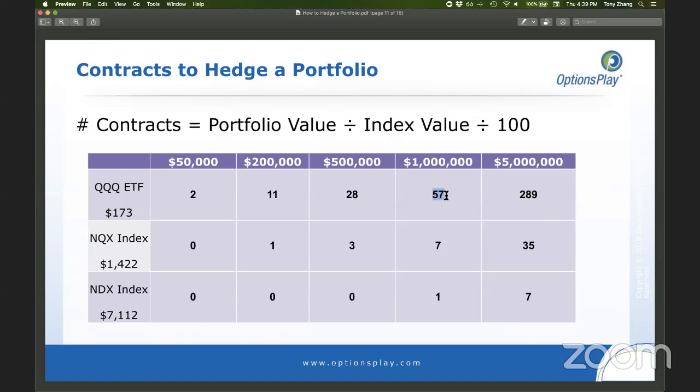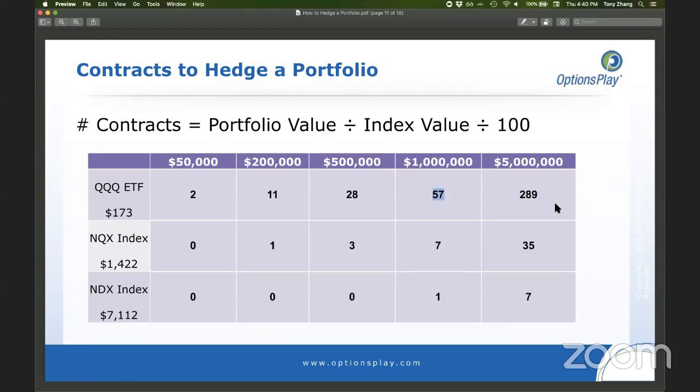So as you get into the larger portfolios, it makes sense to start taking a look at some of those indices. So the NDX mini, which is 1/5 the value of the full NASDAQ 100 index, is about 1,400. So that's suitable for portfolios greater than about $200,000, $250,000. As you can see, if you have a $1 million portfolio, you can trade 7 contracts of this as opposed to 57 contracts of the ETF. That will significantly reduce the number of contracts that you're trading and the transaction costs.